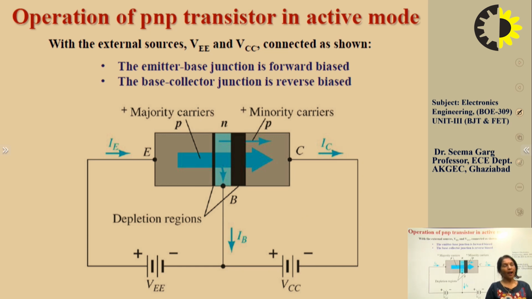If somebody asks you that out of an NPN transistor or PNP transistor, which transistor should preferably be used, then what will be the answer? The answer is that your transistor should be NPN type. Why? Because it has high efficiency. Why? Because the mobility of the electrons is greater than the holes.